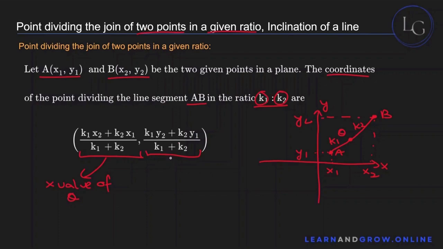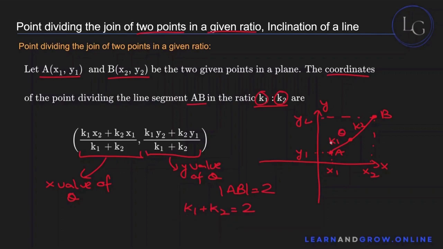And this here will give you the y value of Q. Now, it's not necessary that K1 will be the distance between A and Q, and K2 will be the distance between Q and B, right? Basically, let's say that the distance between A and B is, well, 2. And K1 and K2 must equal 2, right?